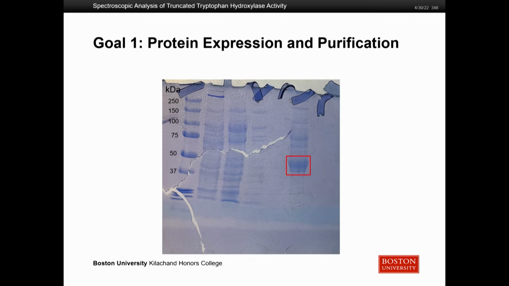So we have this strong expression, which is seen by the darker band, and we're able to confirm that we made the correct enzyme because of where it lies in relation to the standards. So it's at the right size that we know that it's at, and we have a lot of it to use in our future experiments.